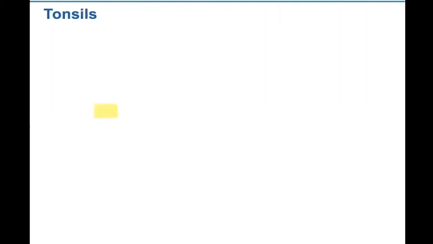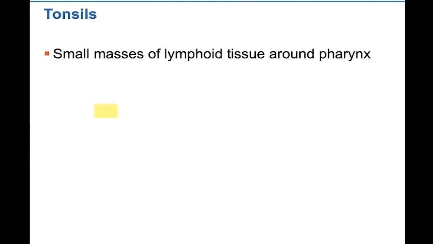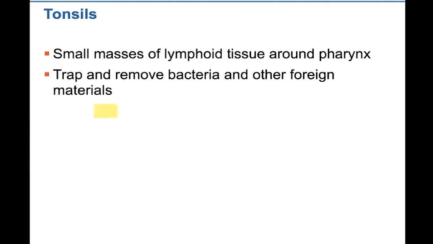Let's look at tonsils. Tonsils are small masses of lymphoid tissue that are located in the pharynx. The pharynx is the tube that runs posterior to the nasal cavity, oral cavity, and into the throat. It leads into the larynx or your voice box and the esophagus. This lymphoid tissue will also consist of follicles with lymphocytes and macrophages.